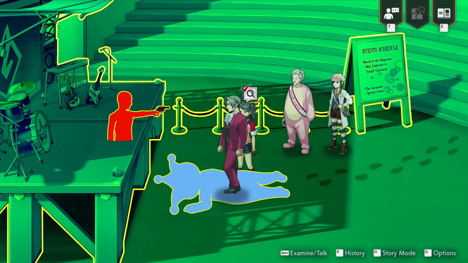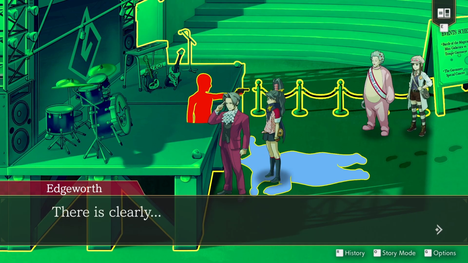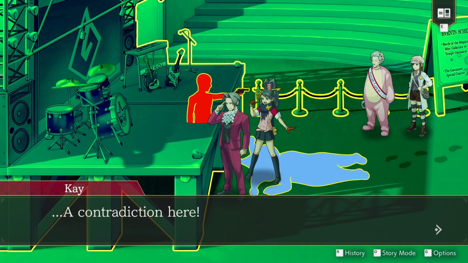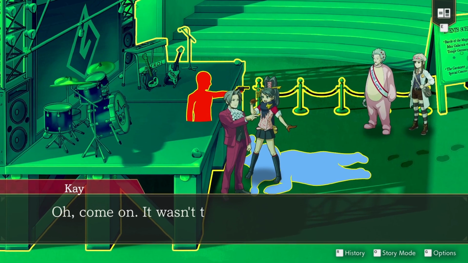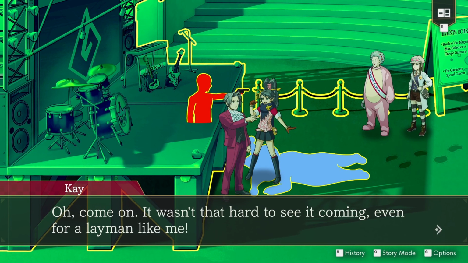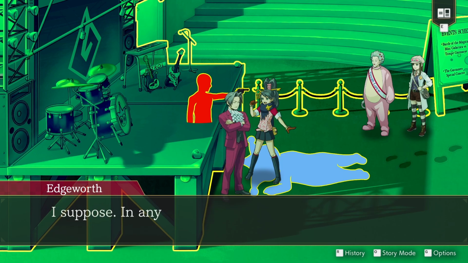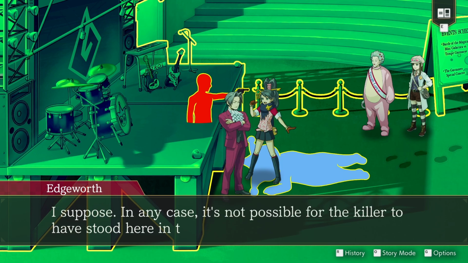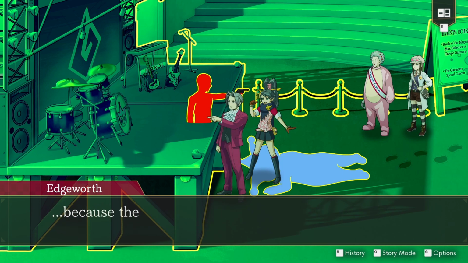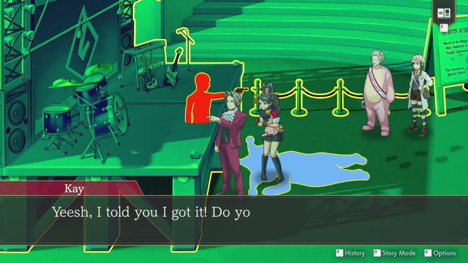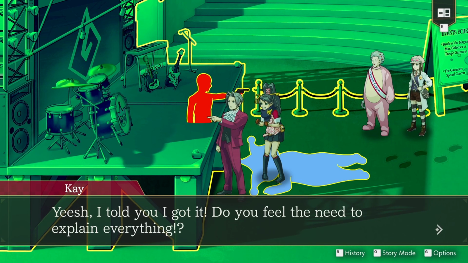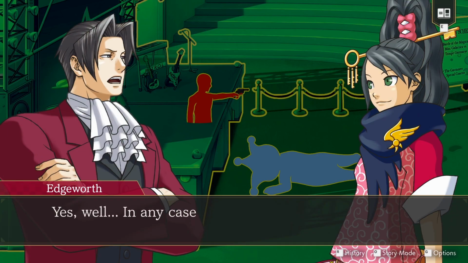Well, that was worthless. There's clearly a contradiction here! Please stop stealing my lines. But it's so fun! It wasn't that hard to see it coming, even for a layman like me! I suppose, in any case, it's not possible for the killer to have stood here in that way, because there was a very real stage set up in this spot at the time. Yeesh, I told you, I got it. Do you feel the need to explain everything? Yes, well, in any case, we still need to resolve this unusual situation.